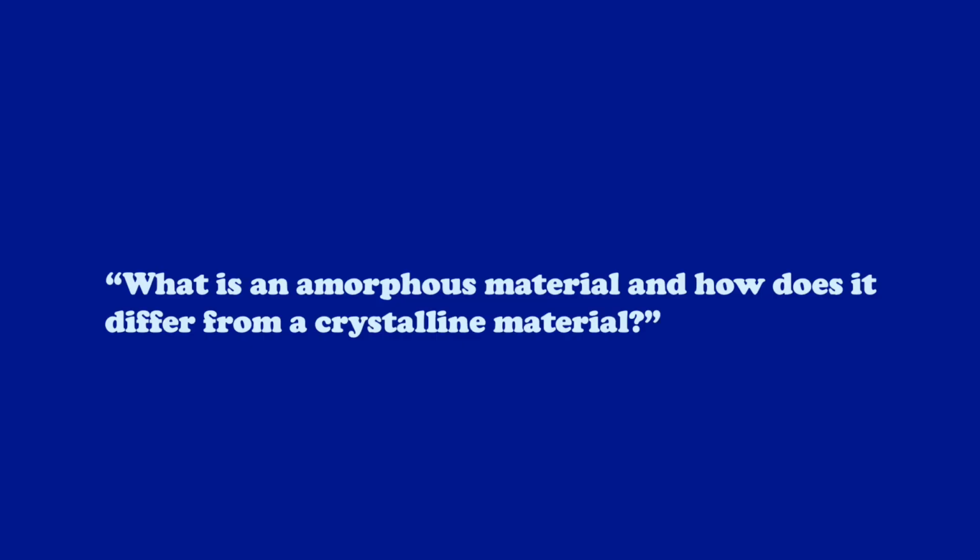The first question is, what is an amorphous material and how does it differ from a crystalline material? If I were answering that question, I would start with some definitions. So, in a crystalline material, the molecules are arranged in a repeating pattern, and that pattern is defined by a unit cell. Since an amorphous material is the opposite of a crystalline material, we can write, in an amorphous material, there is no repeating pattern and the molecules are randomly distributed.